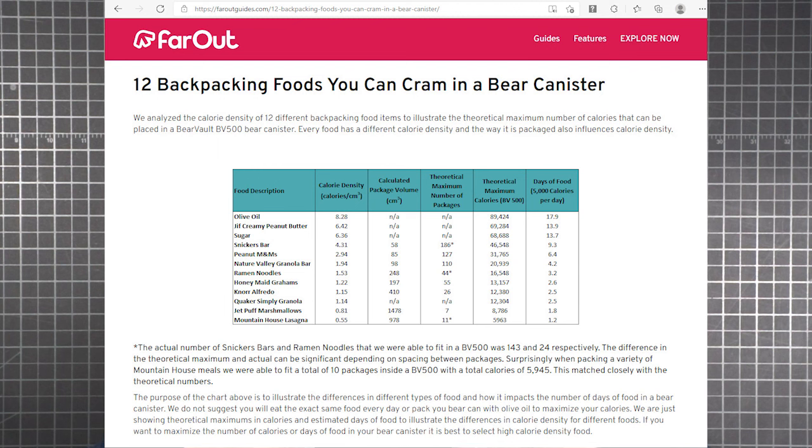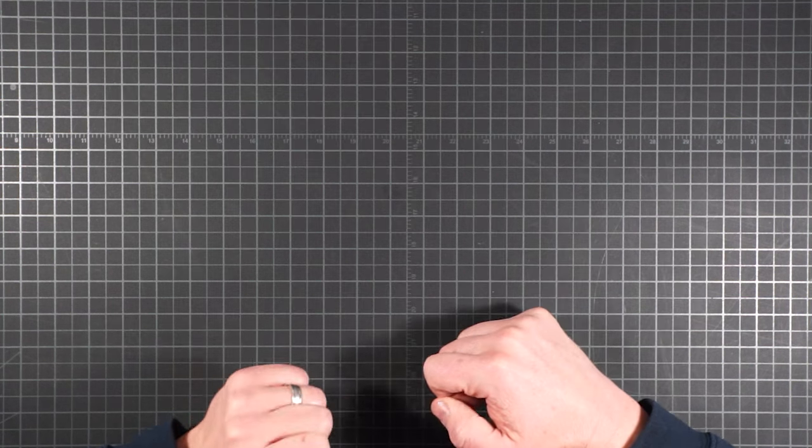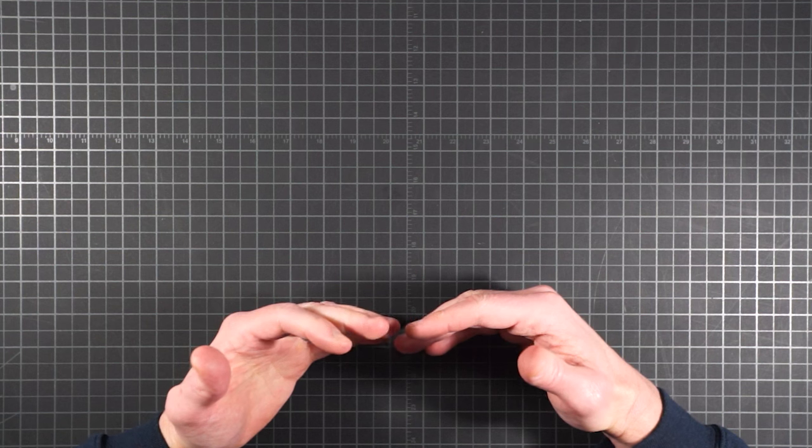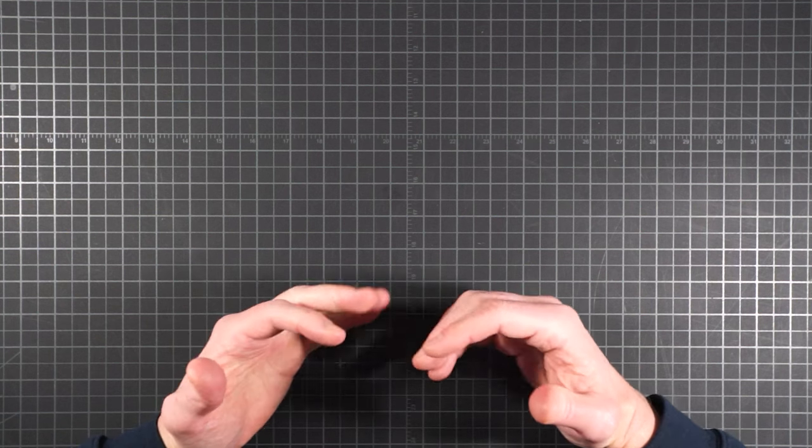In a separate article, they do the math on the theoretical maximum calories you can fit inside a BV 500. You know, just in case you wanted to turn your bear canister into a giant jug of olive oil or the king of all peanut butter jars. So depending on the items, stacking inefficiencies can cut the volumetric calorie density of your food almost in half.